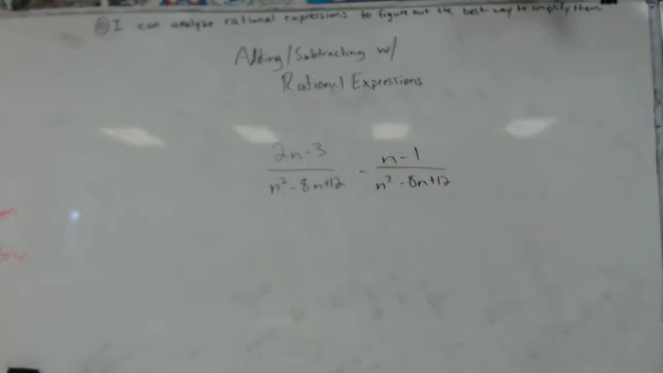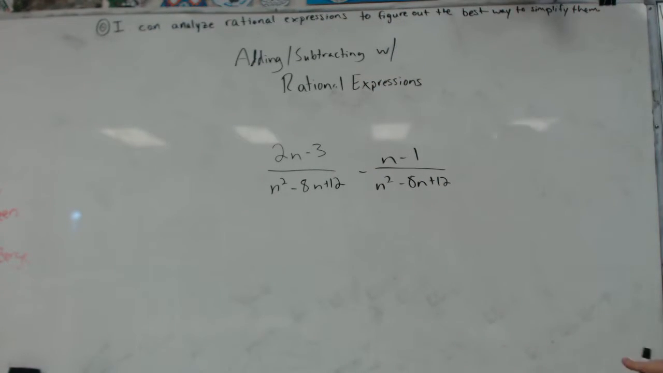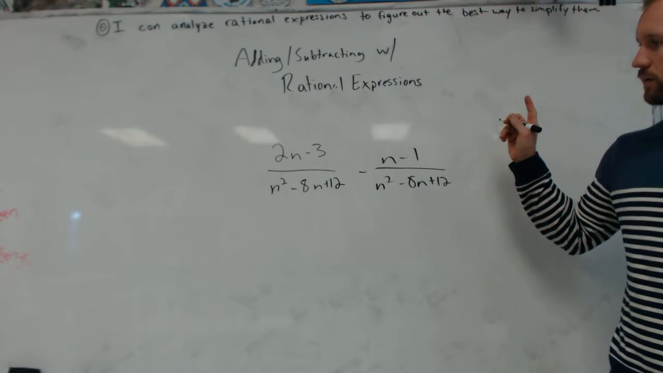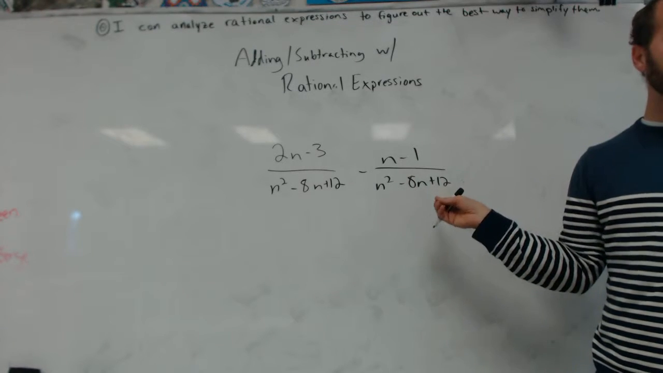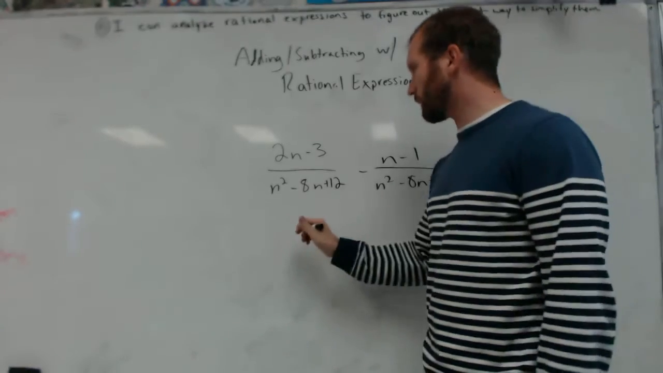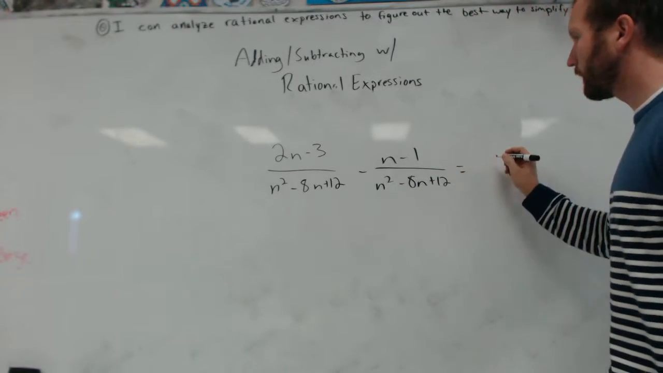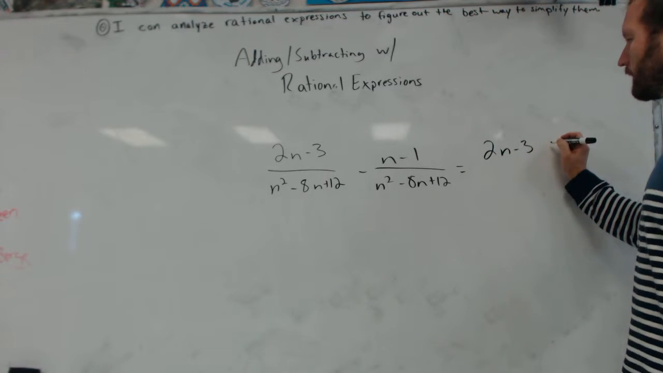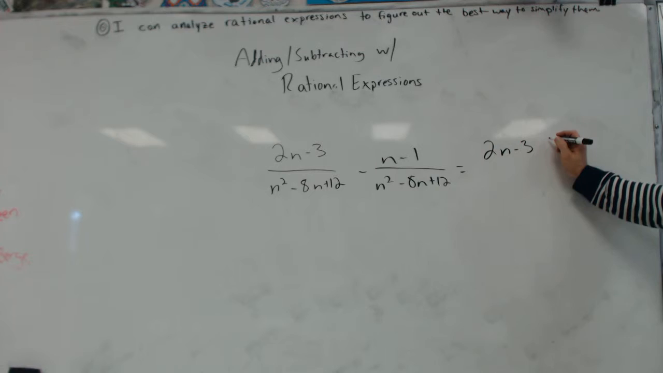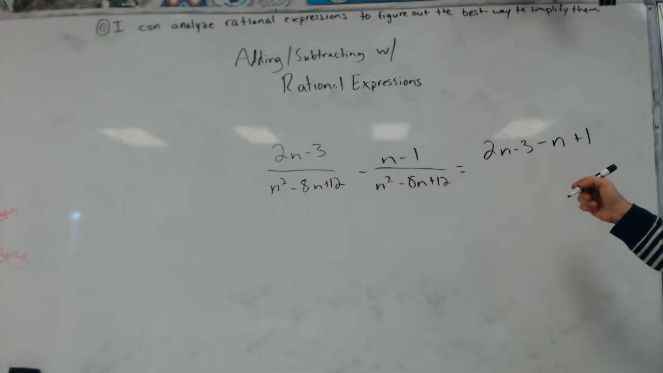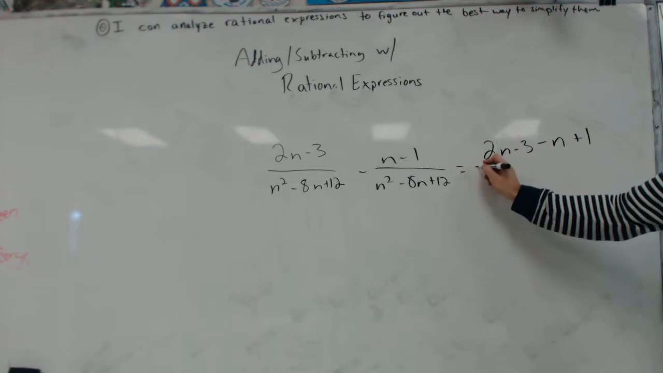All right, let's look at this one. This one is also from your homework. Do I have the same denominator? Yes. So I'm going to start off by writing 2n minus 3. What am I going to write next? Minus n plus 1. Right?